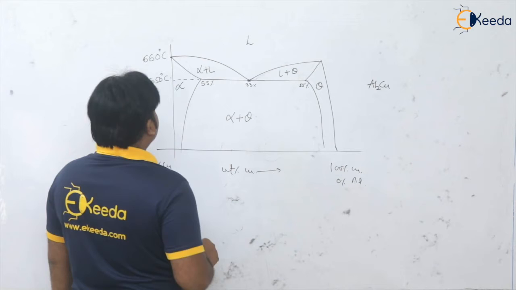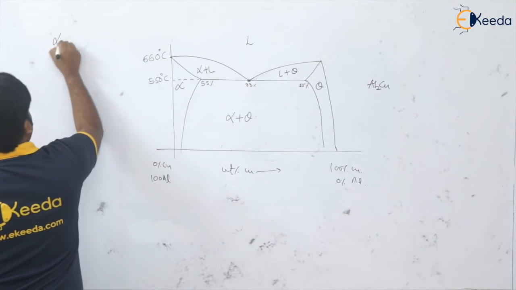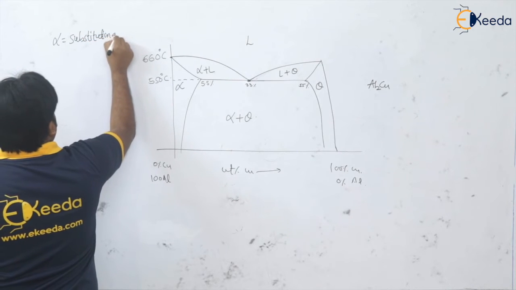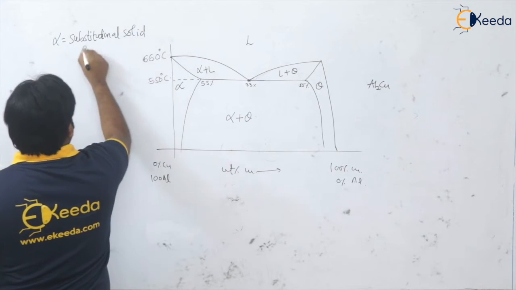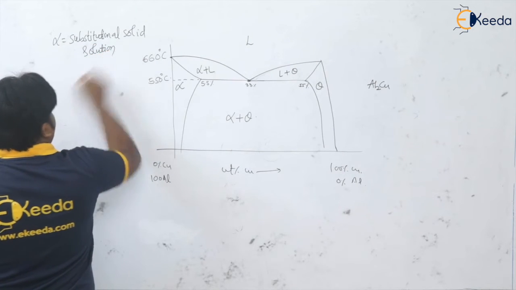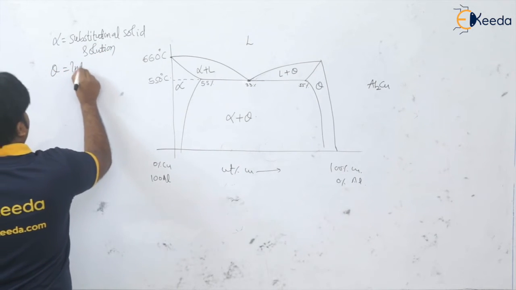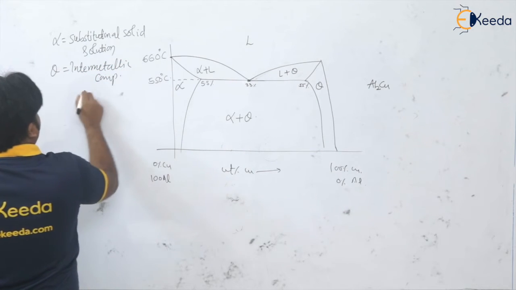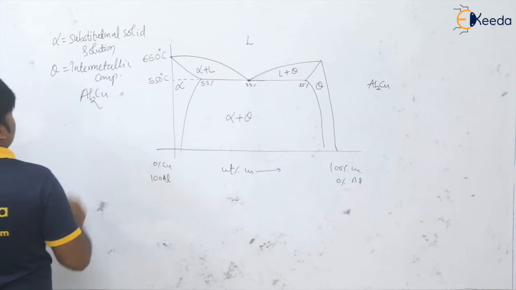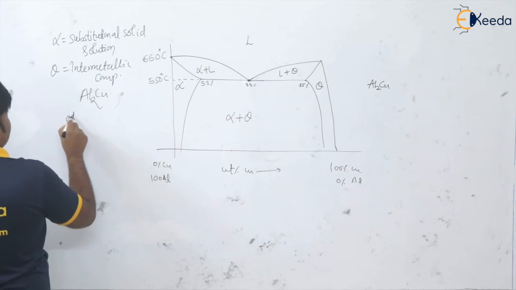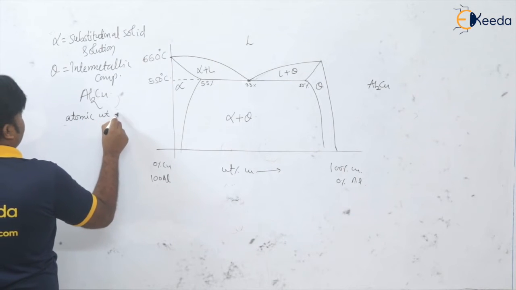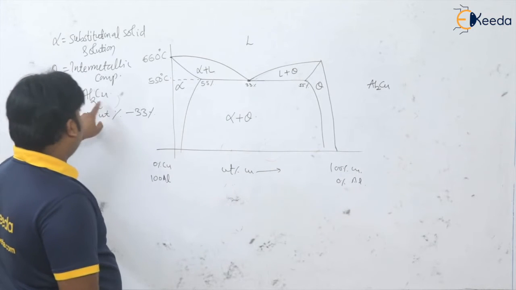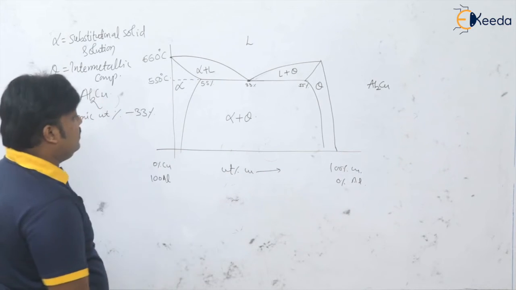So see here, this alpha is what? Substitutional solid solution. Theta is an intermetallic compound, that is aluminum 2 copper 1. So by atomic percent, how much copper is there? Atomic percent copper will be 33%. Yes or no? This is one third of this compound, one copper is there.